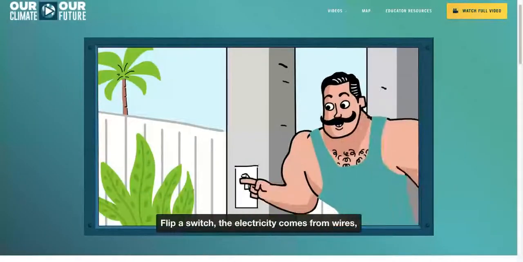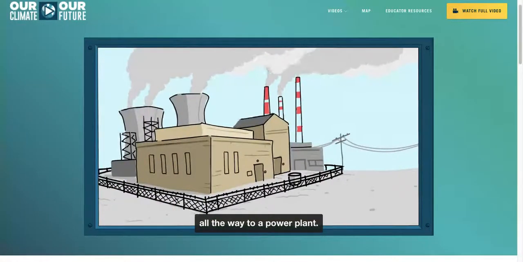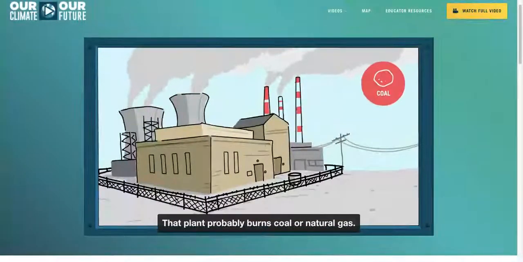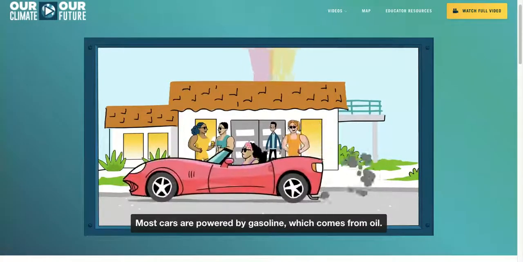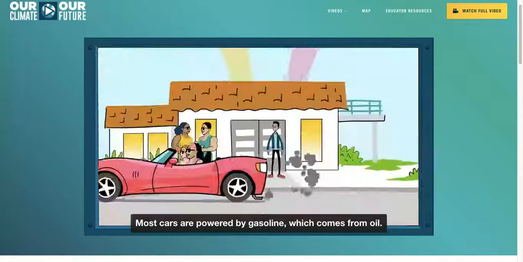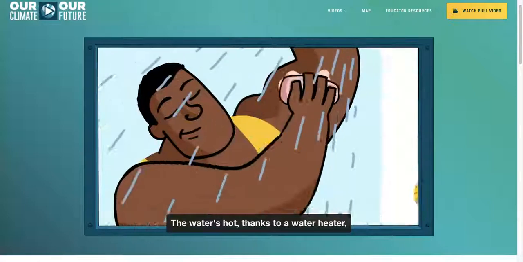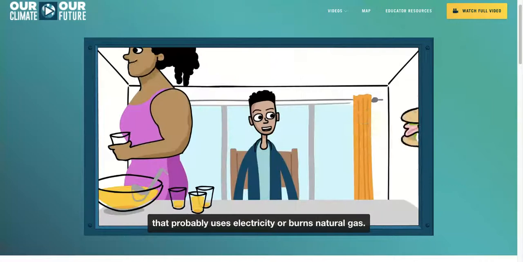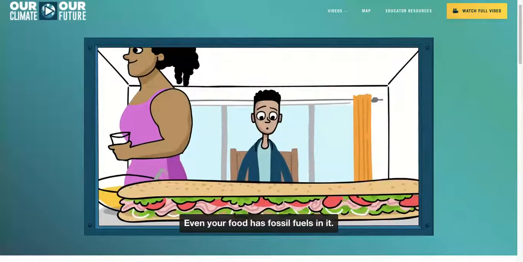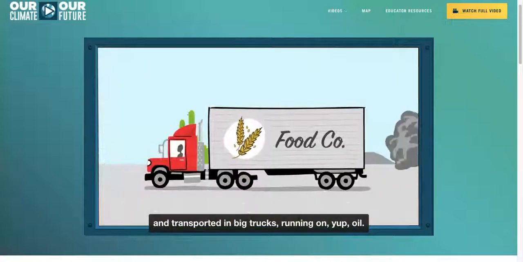Flip a switch, the electricity comes from wires that go out of your home and run all the way to a power plant. That plant probably burns coal or natural gas. Going for a drive? Most cars are powered by gasoline, which comes from oil. Taking a shower? The water's hot thanks to a water heater that probably uses electricity or burns natural gas. Even your food has fossil fuels in it. It's grown with fertilizer made from natural gas and transported in big trucks running on, yep, oil.